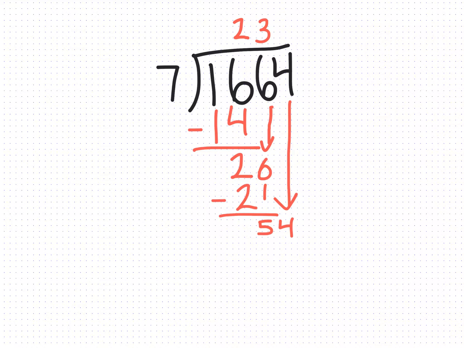Okay, now we need to start over with dividing. So we divide 54 by 7, and we know that we get 7 because 49 is the closest we can get. And so we'll go ahead and come over here and do our subtraction, and we end up with 5. There's nothing left to bring down over here, so we know that we just have our remainder of 5.